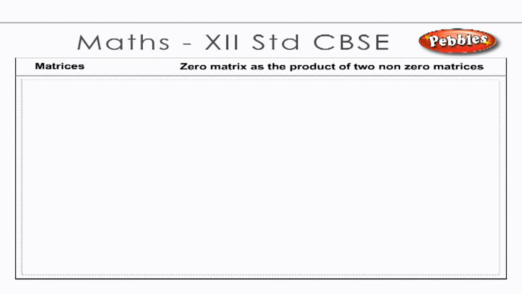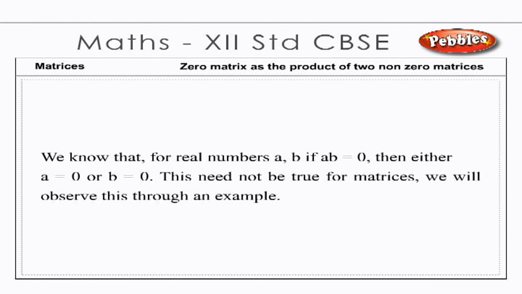Zero matrix as the product of two non-zero matrices. We know that for real numbers a, b, if ab is equal to 0, then either a is equal to 0 or b is equal to 0. This need not be true for matrices. We will observe this through an example.